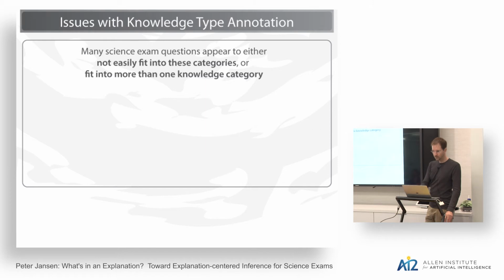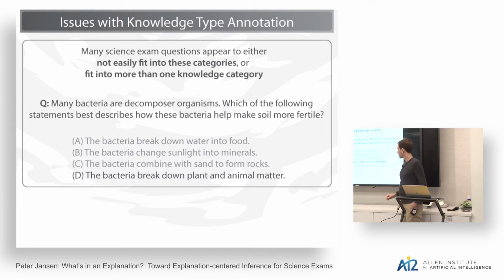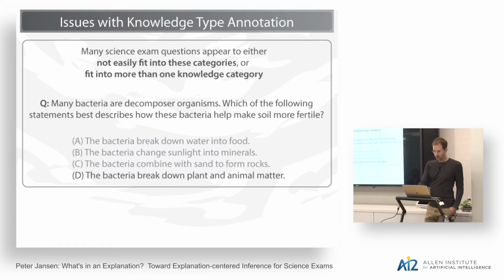One of the difficulties with doing it top-down is that while a lot of the questions from the New York Regent Science exam, for example, are very pure examples of this, a lot of the time questions don't easily fit into a specific category. So for just grabbing this question, many bacteria are decomposer organisms. Which of the following statements best describes how these bacteria help make soil more fertile? The answer is, of course, D. The bacteria break down plant and animal matter.